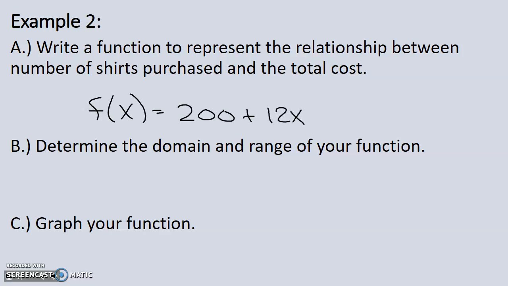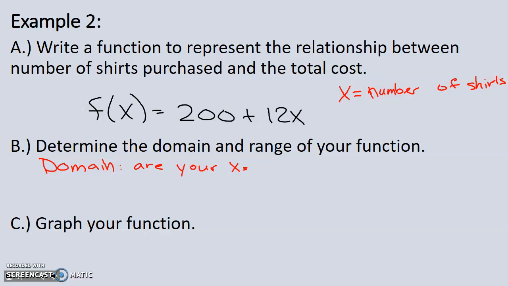So 200 was that flat rate. You had to pay the 200 setup fee regardless, and the $12 was for every shirt. So x is representing what? The number of shirts. All right, so for b, determine the domain and range of your function. Your domain are your x's. So in this case, it's the number of shirts.